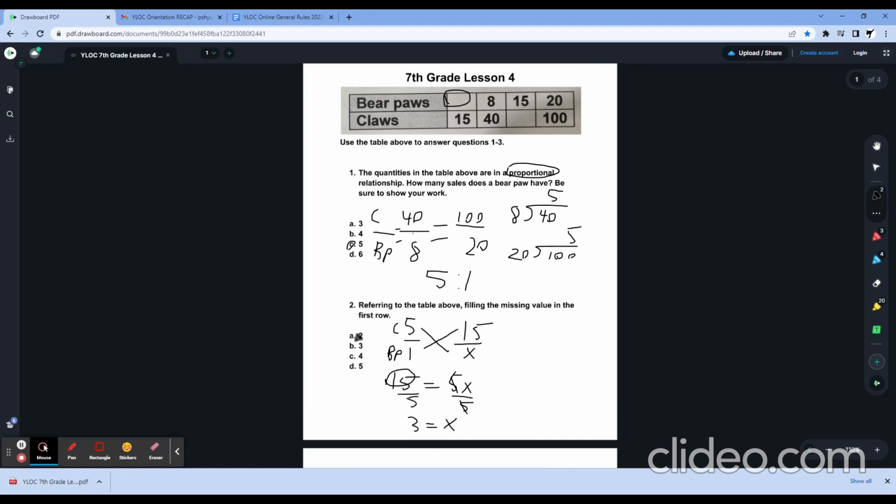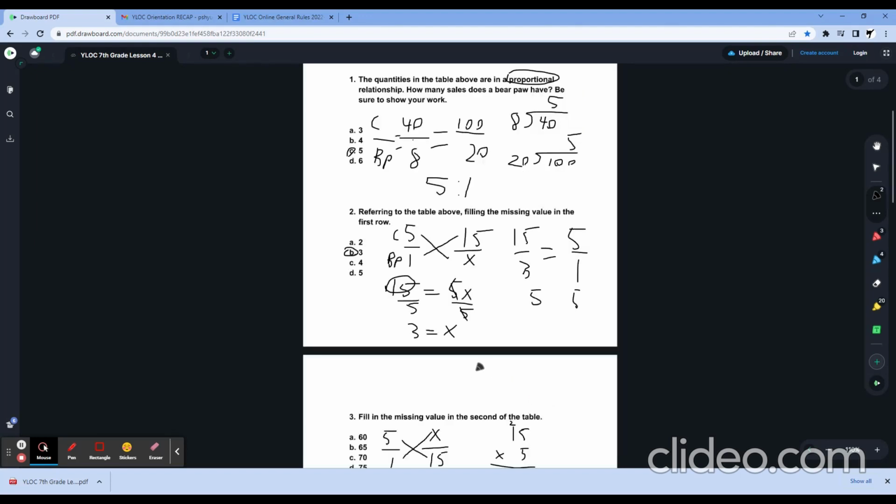So the missing value is 3 bear paws. And this makes sense because 15 claws is proportional to 5 claws to 1 bear paw. Both of them are going to be equal to 5.